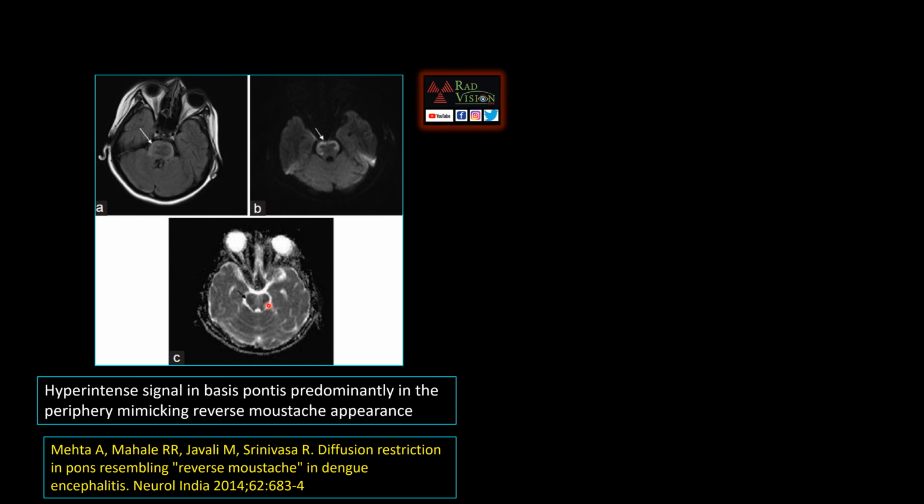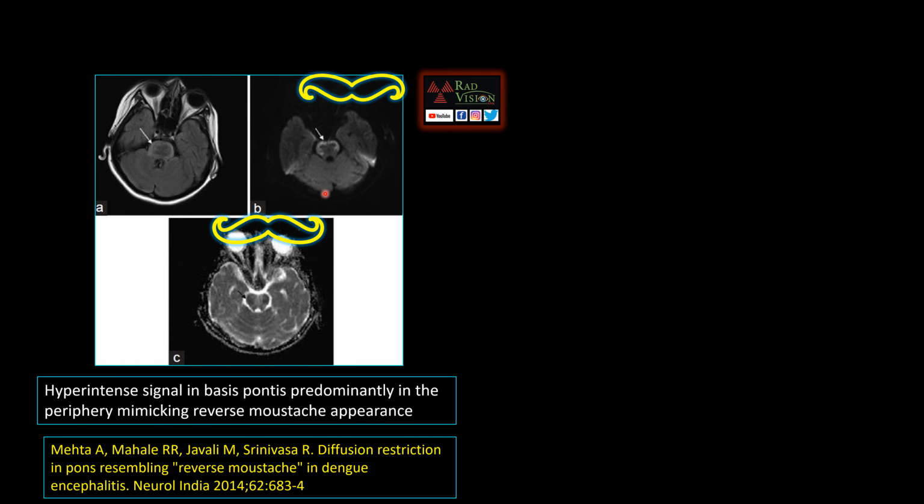Next case, this was a case of dengue. Here you can see there is a hyperintense signal in the basis pontis, predominantly in the peripheral location, which mimics the reverse mustache appearance, and which is low on ADC. This is the normal mustache appearance, but here this is what is called the reverse mustache appearance, which is classically seen in dengue.